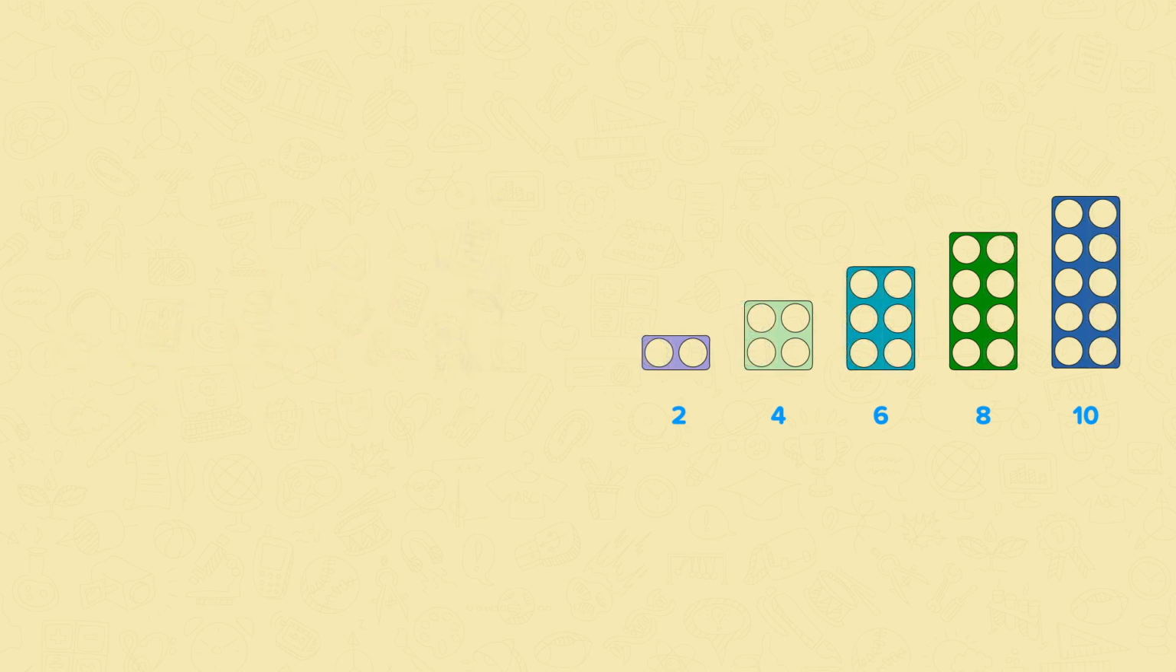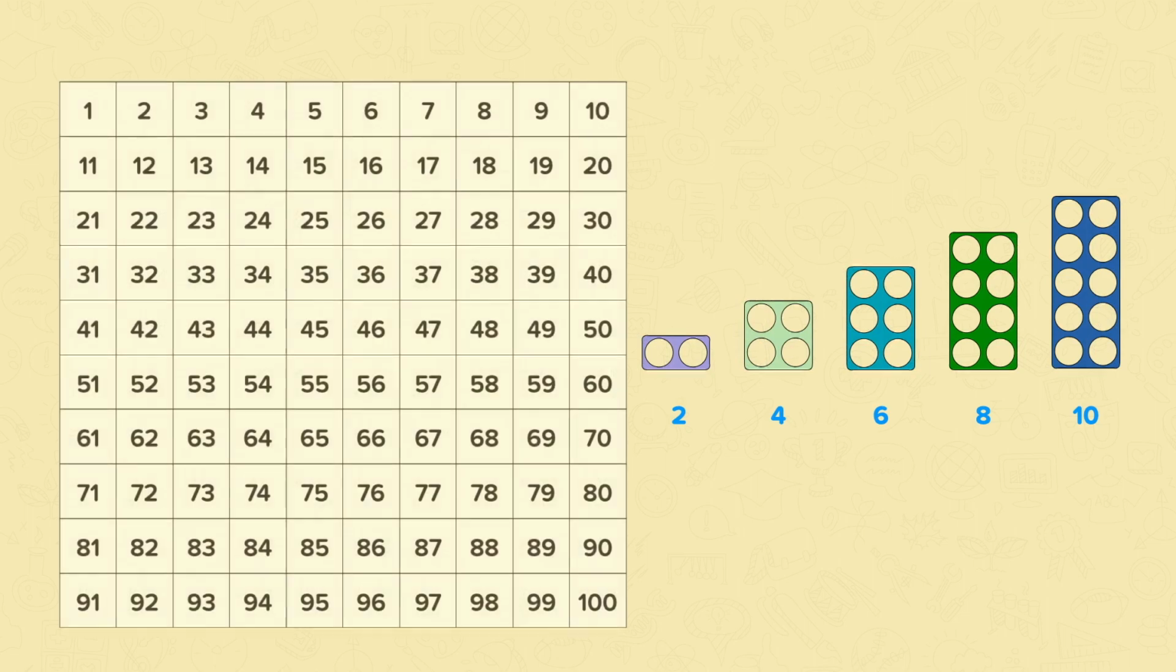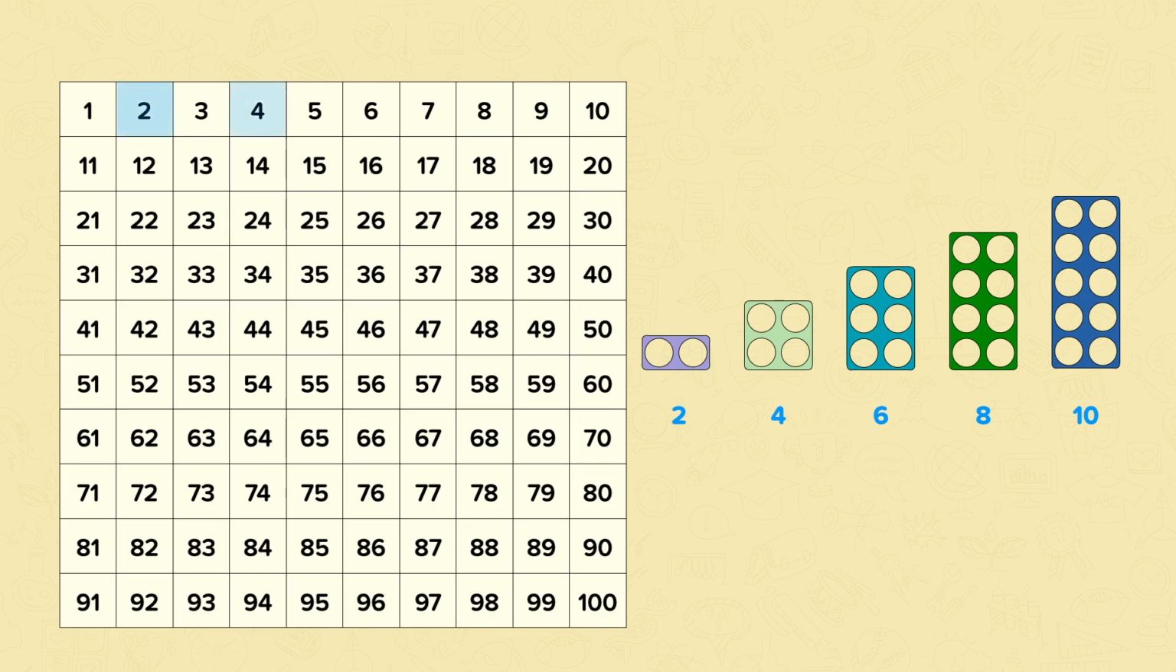Let's have a look at our even numbers on a 100 square grid. Can you notice a pattern? We have 2, 4, 6, 8, 10. What will our next even number be? Then we have 12, 14, 16, 18, and 20. We can carry on this pattern to 100.